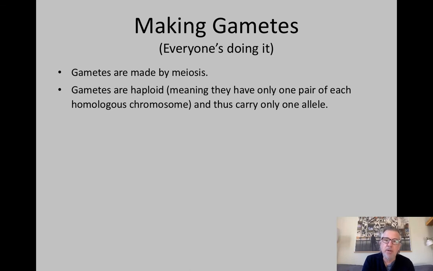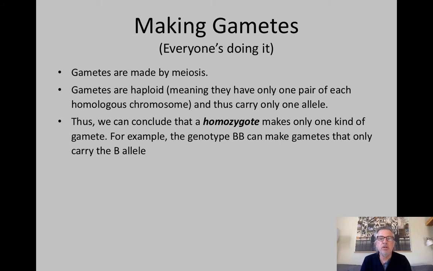Gametes are haploid, meaning that they each get only one of each pair of homologous chromosomes, and thus they can only carry one allele of each gene. And therefore we can conclude that a homozygote makes only one kind of gamete with regard to that trait. For example, the genotype BB can make gametes that only carry the big B allele because they don't have the little b allele. Similarly, the genotype bb can only make gametes that carry the little b allele.